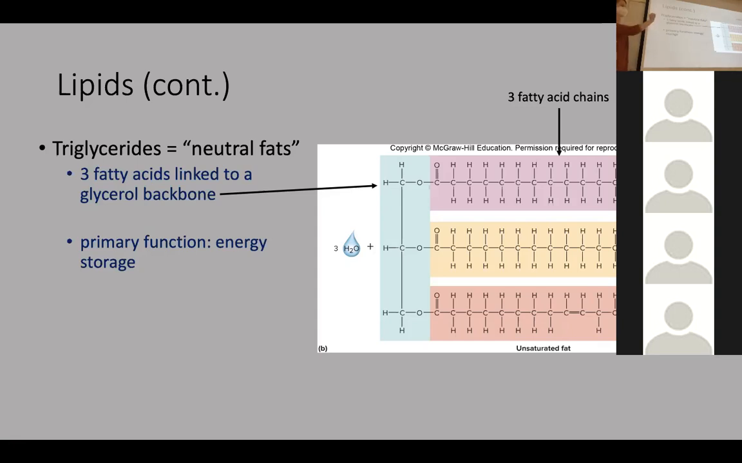A fatty acid on its own, so just one of those chains, is slightly acidic, hence the term fatty acid. When it bonds to a glycerol backbone, it becomes non-acidic or neutral, so that's why it's called a neutral fat. The primary function of triglycerides is energy storage. So they store a lot of energy. And if you've ever had your blood work done, triglycerides are one of the things they look for in your blood. So too many or too few is a bad thing, but hopefully your triglyceride levels are kind of right in that happy homeostatic area.